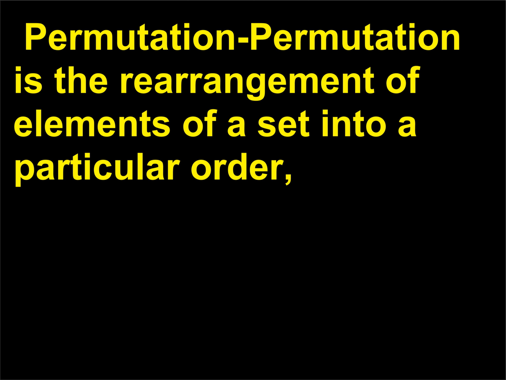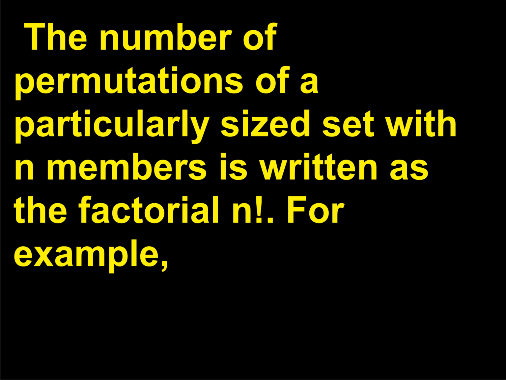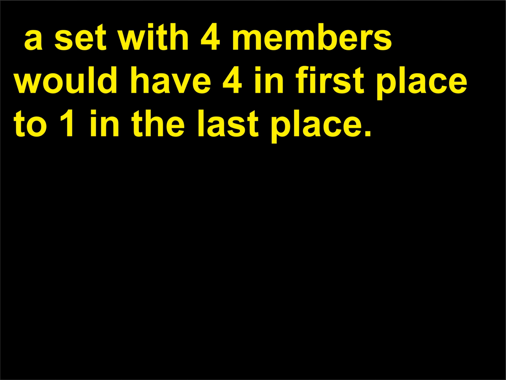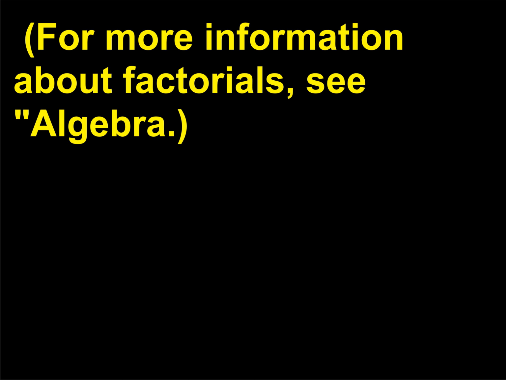Permutation is the rearrangement of elements of a set into a particular order, often in a one-to-one correspondence. The number of permutations of a set with n members is written as n factorial. For example, a set with 4 members would have 4 choices in first place down to 1 in the last place. This would equal 4 x 3 x 2 x 1, or 4!, which is 24 permutations of 4 members. For more information about factorials, see algebra.